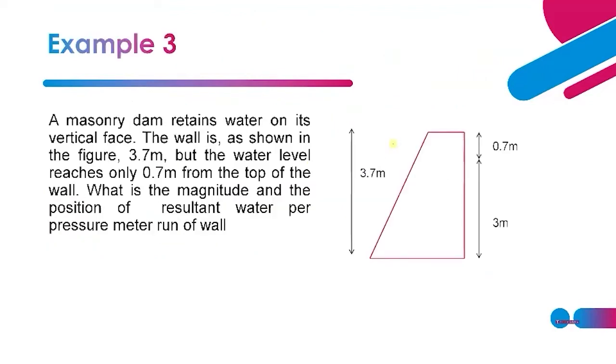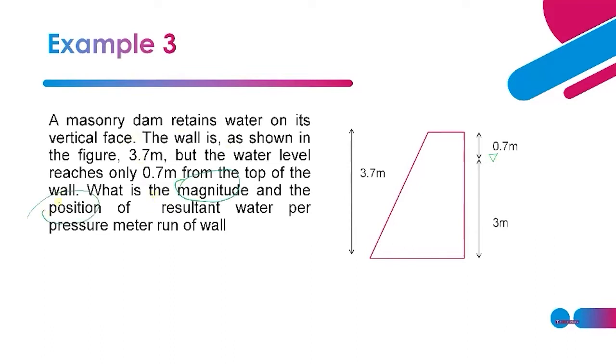Okay, again, another question. A masonry wall dam retain water on its vertical face. The wall is as shown in figure 3.7 meter, but water level reach only 0.7 meter from top of the wall. Let's say wall dia 3.7, water level dekat sini. What is the magnitude and the position of the resultant water pressure per meter run of wall? Dia minta magnitude and also minta position.